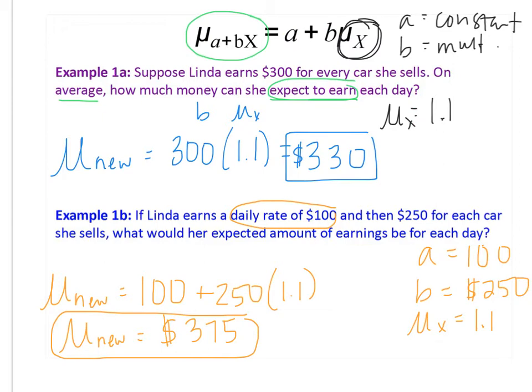So this could be an example of a kind of think-about-it problem. Which deal is better? Should she get $300 for each car she sells, or $250 for each car she sells with this daily rate of $100? You can use this formula to help you compare those two examples and see which deal is better. In this case, example 1b is better. She makes $375 as opposed to just $330.